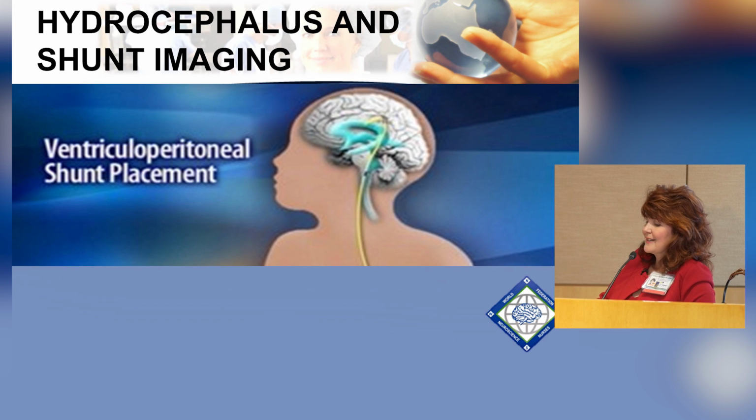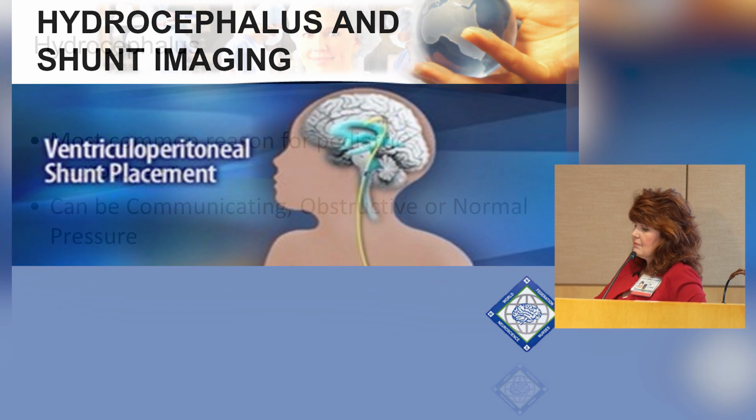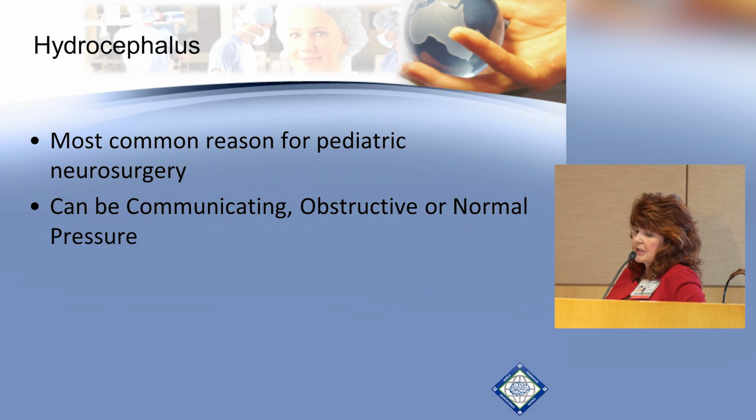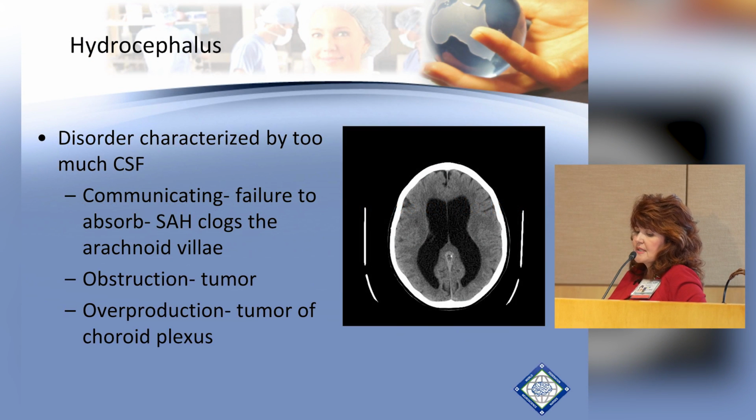So quickly, hydrocephalus is really, really common. And it's the most common reason for pediatric neurosurgery. It can be communicating, obstructive or normal pressure. And so here what you're seeing is very, very large ventricles. Do you guys see that? So these ventricles are not normal size, they're big.